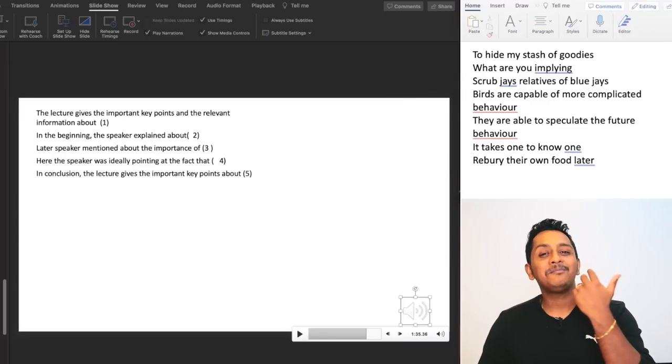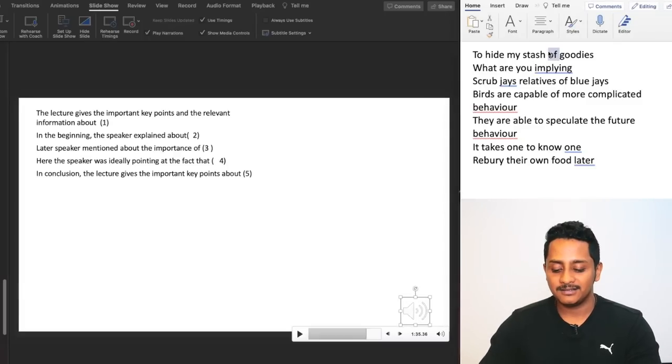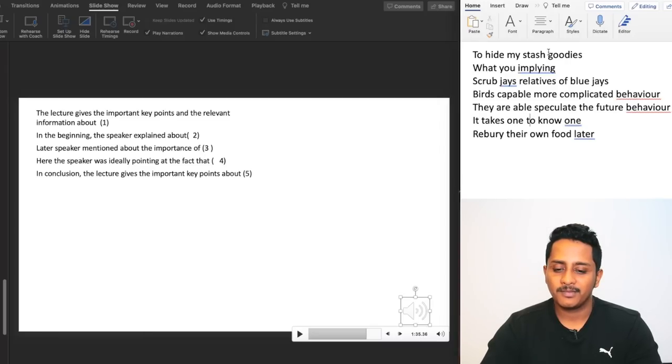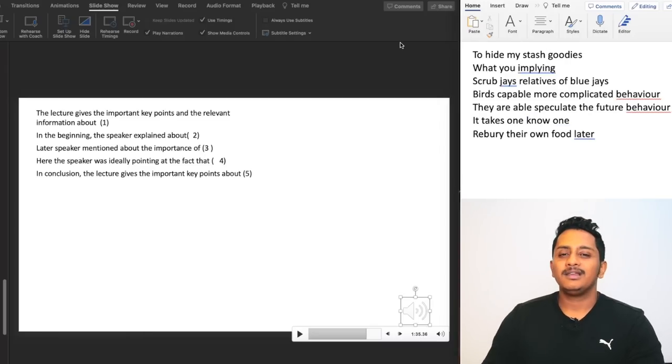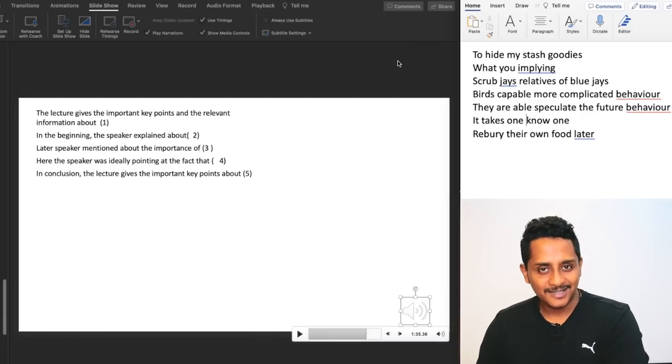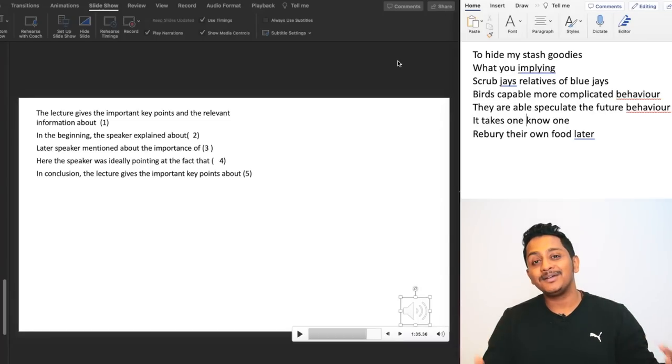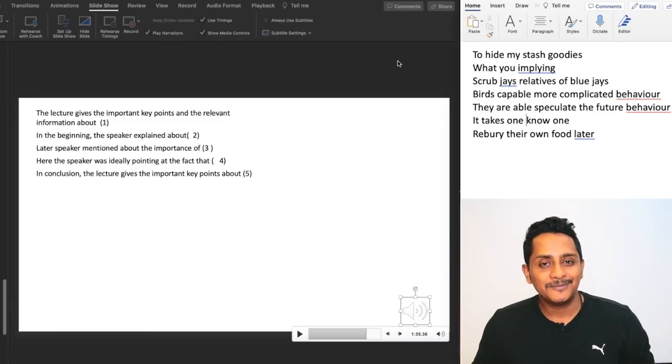Hold on. Where people go wrong, they will write this. That means they probably will not write a grammatically correct sentence. Let's say this is what you have written where grammar is missing. The lecture gives the important key points and the relevant information about to hide my stash of... No, you try to correct it. Marks gone. No marks for grammar. It is speaking. It is the fluency.